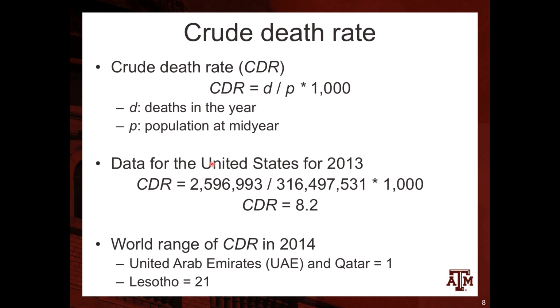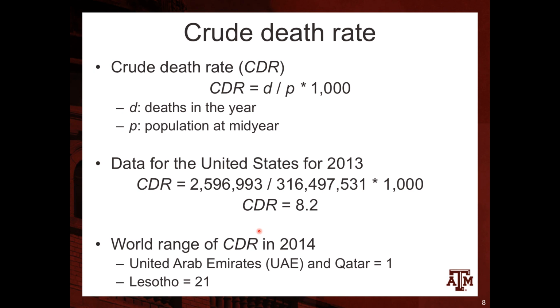So just to give you an idea, in the United States, back in 2013, 2,596,993 people died in that specific year. And in the middle of the year, back in 2013, we have a population of around 316 million people in the US. So divide one by the other, number of deaths by the size of the population, and then we multiply by 1,000, we have a CDR of 8.2.